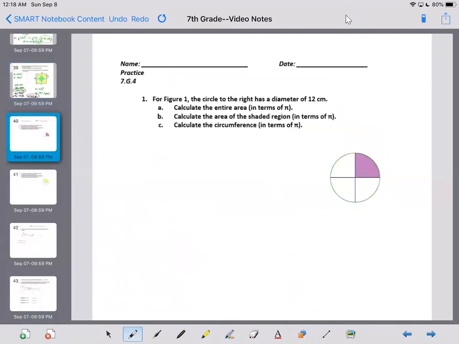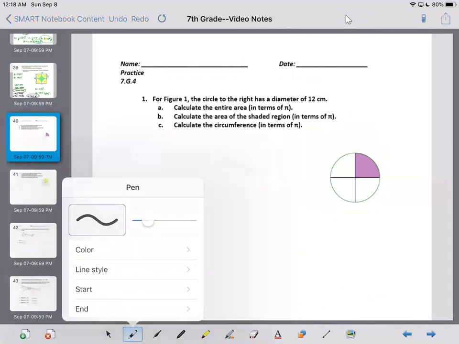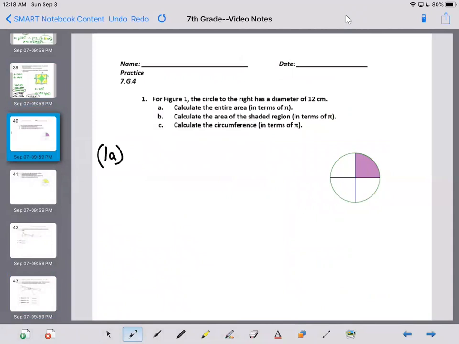Okay, next practice here is I want to calculate the area that's shaded. But for one, I want to calculate the entire area in terms of pi. So 1a, if the diameter is 12, then we know the radius is 6. So the diameter is 12 centimeters. The radius is 6 centimeters.